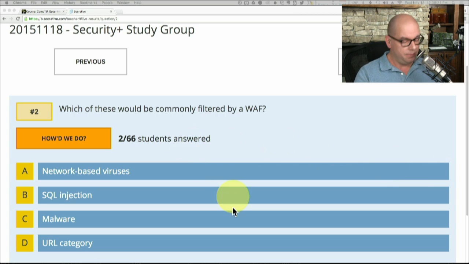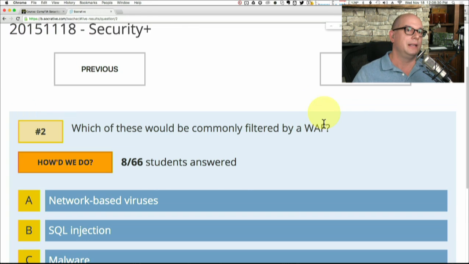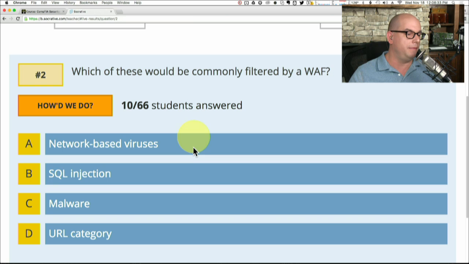Would the options be, see if I can make this a little bit larger for you. This certainly is useful. Would a WAF help you filter network-based viruses? Would it be commonly filtering SQL injections? Would it be commonly filtering malware? Or would a WAF commonly be filtering a URL category?